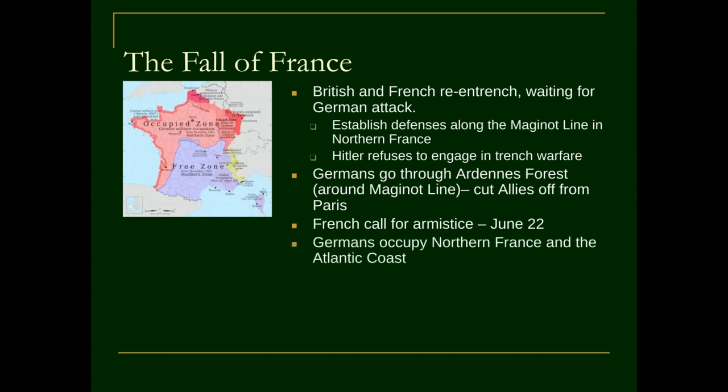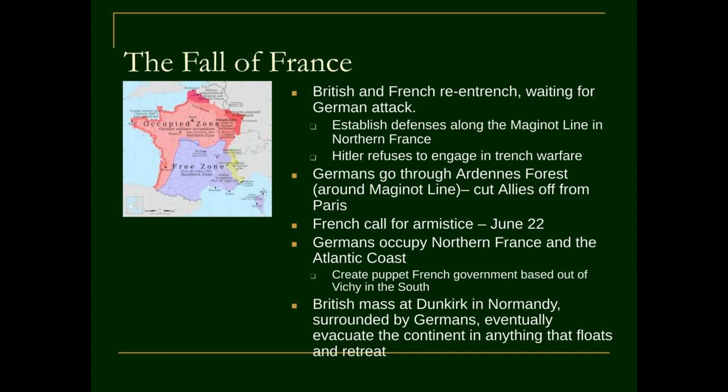And the Germans take over most of northern France and the Atlantic coast. In the meantime, the French government would retreat to southern France and create a government of their own known as the Vichy government, which is established in the southern portion of France.